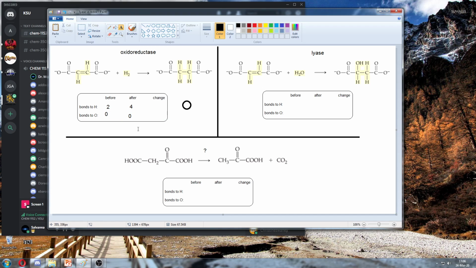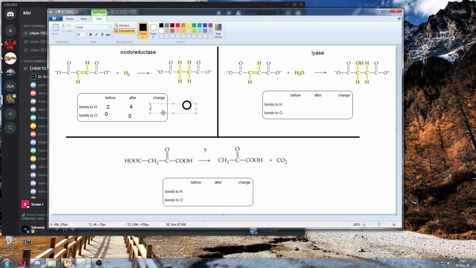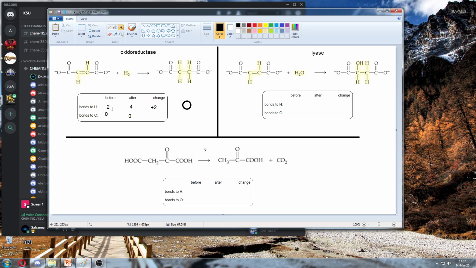Right? So 0 in both cases. Next thing I want to calculate is the change from before to after. What happened before to after? So when you calculate a change, you take the after minus the before, final minus initial. So the change here was what? I gained 2, so I'm going to call it a plus 2. That should say plus 2. Okay, so I gained 2 bonds to hydrogen. What happened to the bonds to oxygen? Well, I didn't gain or lose any, so the difference was 0.